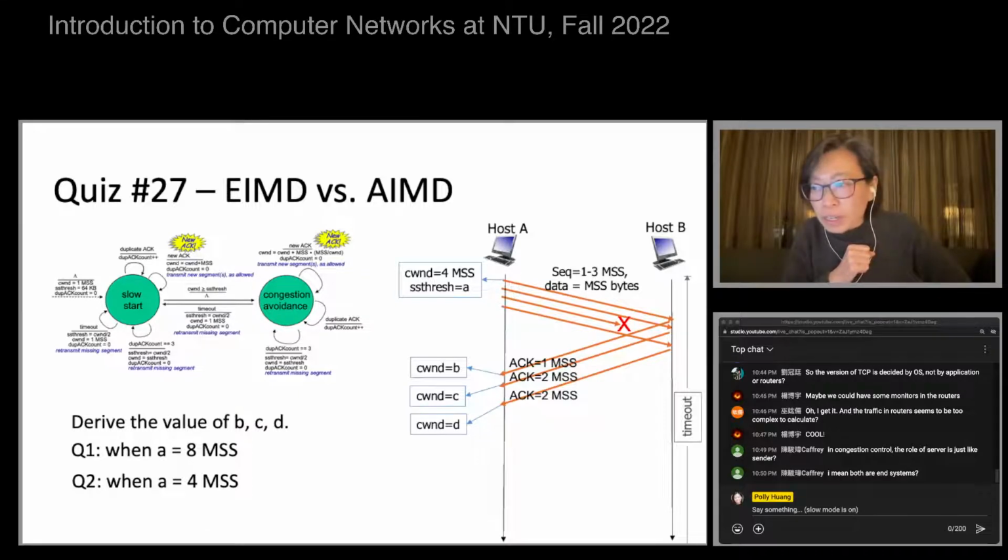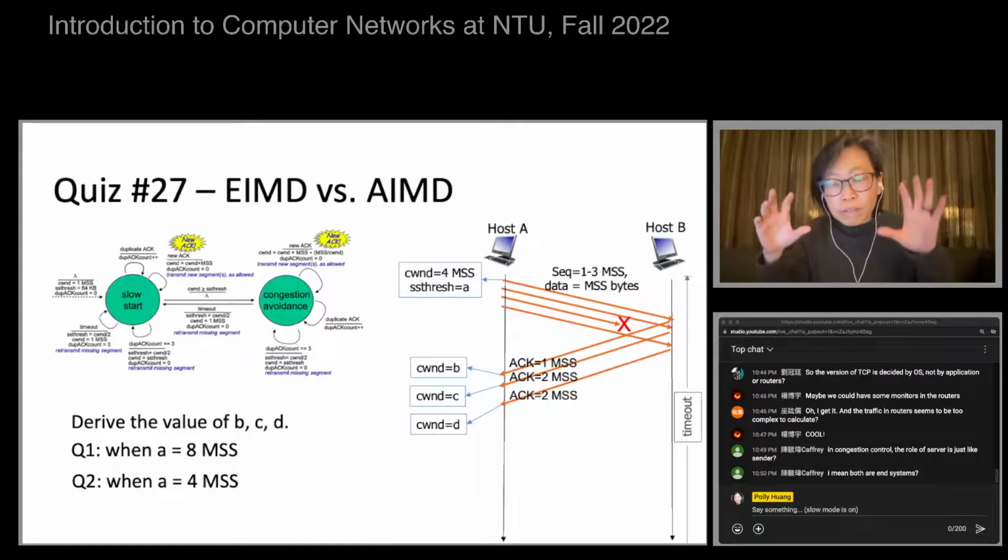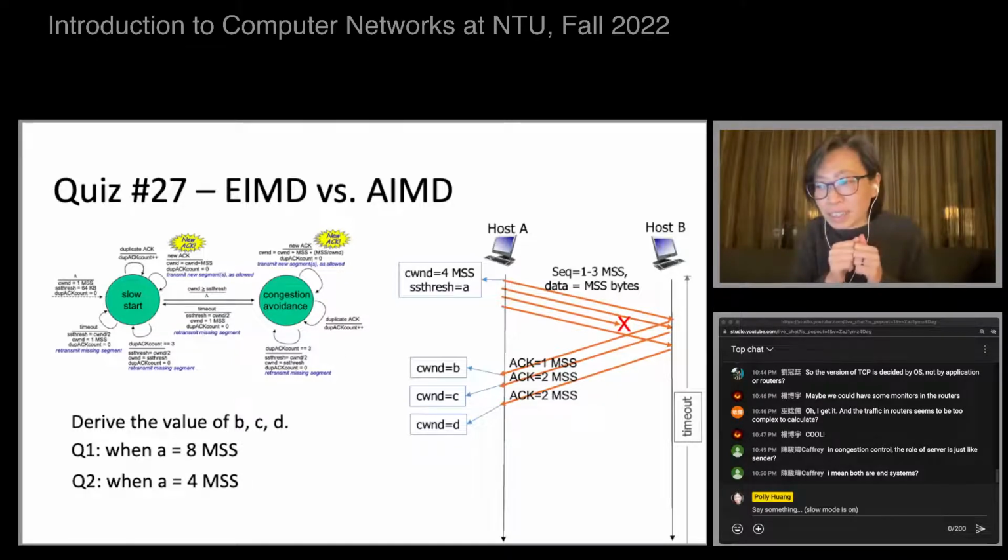So you see the finite state machine of slow start and congestion avoidance right there on the left. Here's a scenario. We have host A and host B. The host A congestion window size is currently 4 MSS. There's a threshold being A. Now, when the congestion window size is 4, it sends 4 packets, each carrying 1 MSS, through the network.